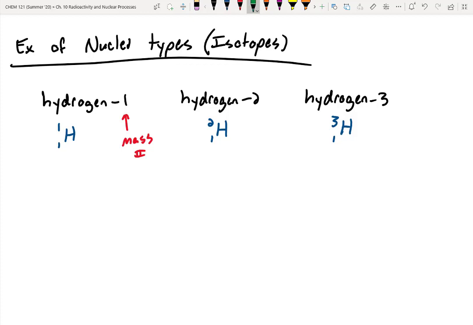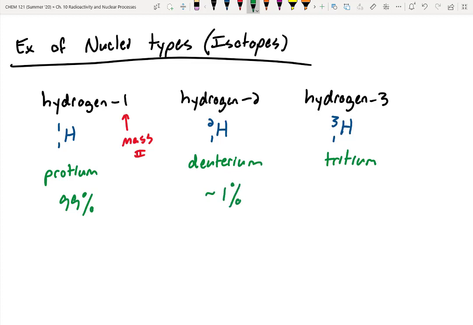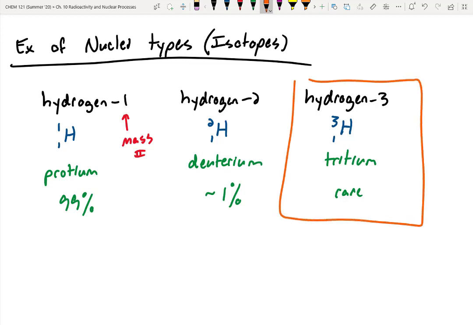If we look these up, this is called protium. This is called deuterium. And this is called tritium. So we actually have distinct names for these isotopes because they're so commonly studied, right? Like greater than 99% of all hydrogen, I believe, I think it's around 99%, is hydrogen 1. This is about, I believe, 1%. I might be a little off on that. And then tritium is very rare, right? The weird thing with this is only one of these is radioactive.